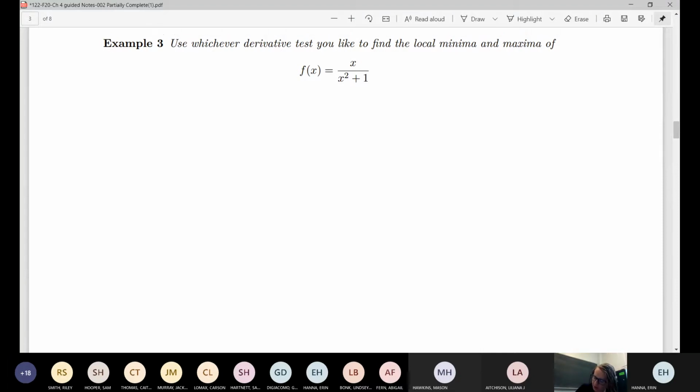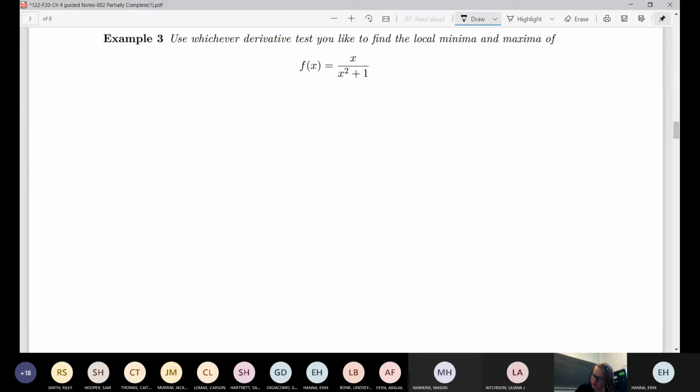To remind us what we're doing, I'll write the steps along the way too. So the first thing we do is we find our derivative. In this case, that's going to be a quotient rule. It's not a particularly tricky quotient rule, but it is a quotient rule.